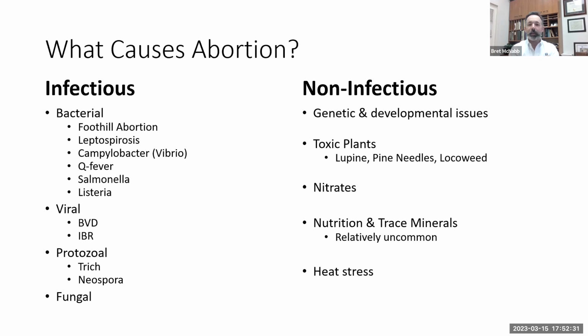And I already mentioned heat stress. In the first 6 to 7 days post-conception, when that embryo is in the oviduct moving down into the uterus, that's a pretty delicate time for that embryo. And if the cow has a fever or it's 110 degrees outside and she's stressed because of that, that can lead to embryonic losses.